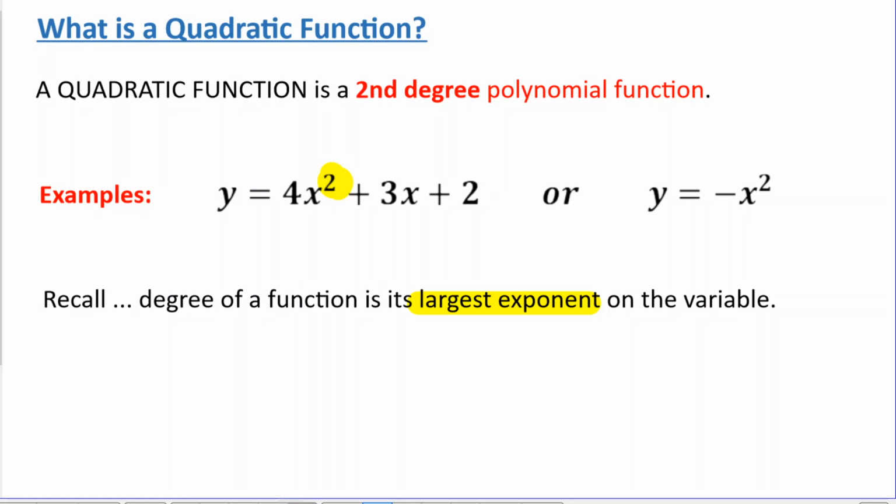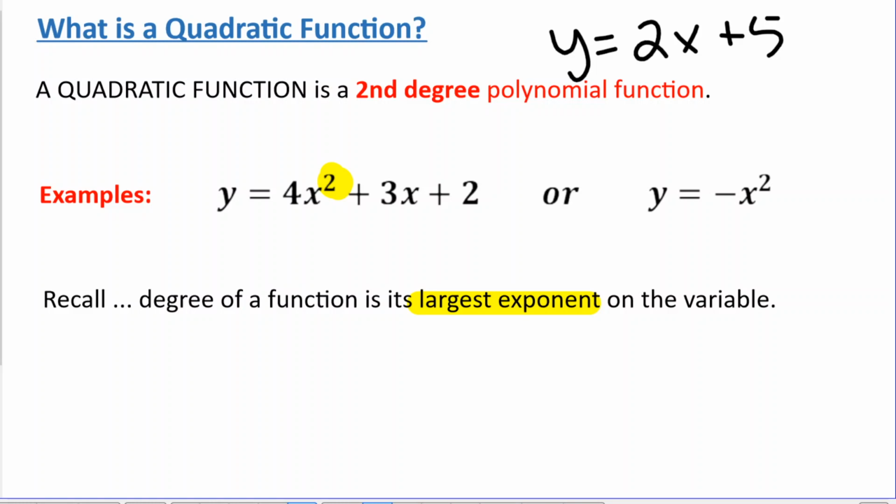We focused a lot on first degree functions last year in Math 10C. Sometimes we called those linear functions. That's where our highest degree was 1. That's where we were looking at straight lines. Now that we don't have straight lines, now that we're going to be squaring some values, our graphs and our functions are going to start to look a little bit different.